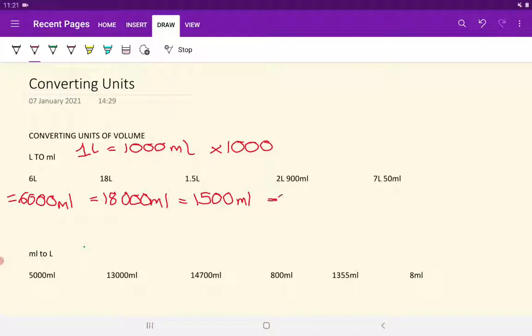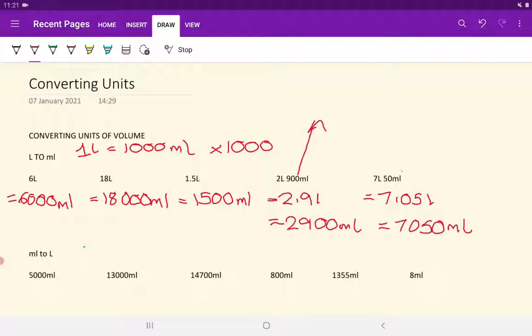2 litres 900 millilitres is 2.9 litres, and 7 litres 50 millilitres is 7.05 litres. So you might think about it that way, and then when we multiply by 1,000, we're going to get 2,900 millilitres, and we're going to get 7,050 millilitres.